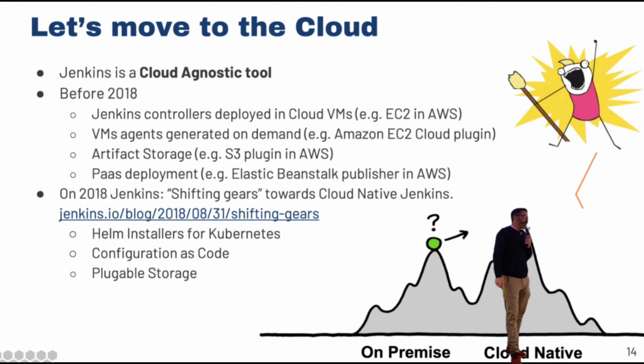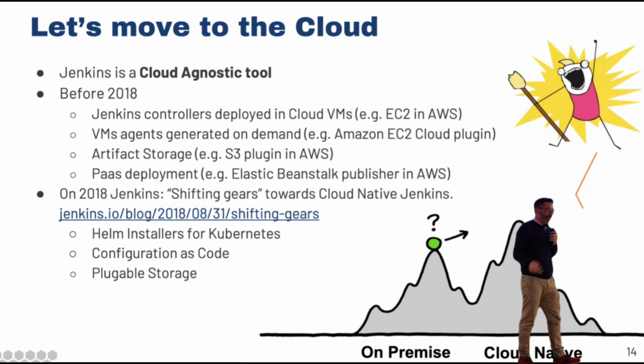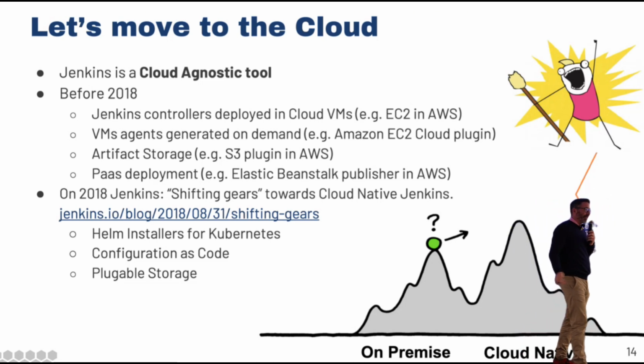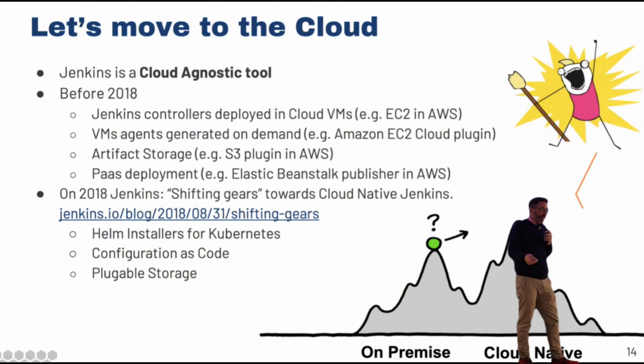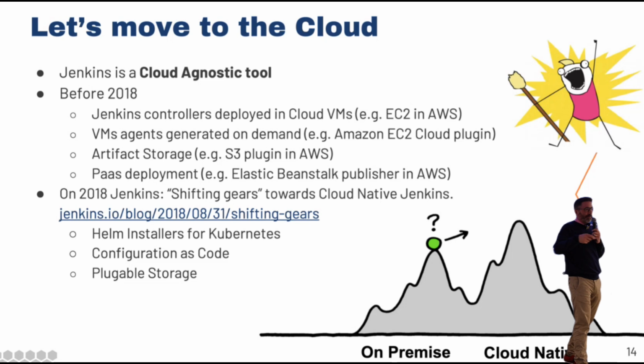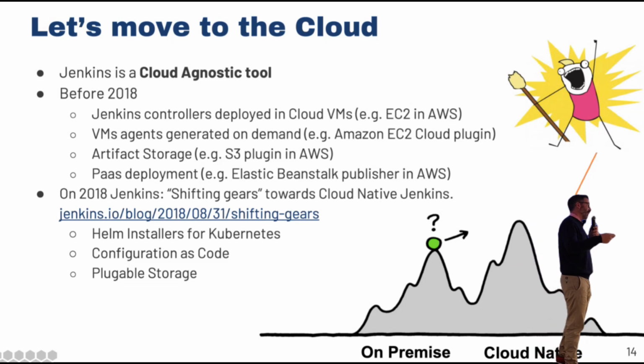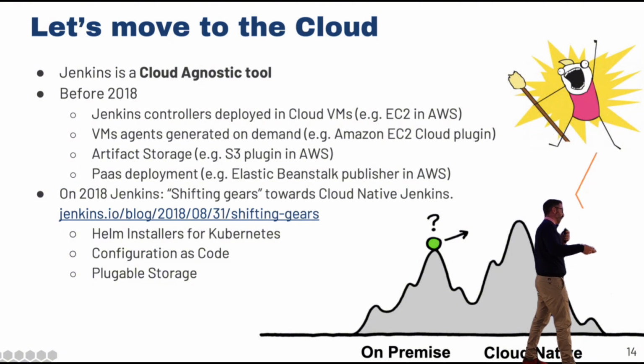So how does everything work? I said that Jenkins started in 2004. Then there was a moment when we said, let's move to the cloud. Thanks to the way Jenkins was designed, it is a cloud agnostic tool. The power of Jenkins in comparison with other CI/CD tools is that it's agnostic almost for everything. You can plug in any source code management system. You can deploy it on any environment that you can think of. That's one of the advantages of this tool.